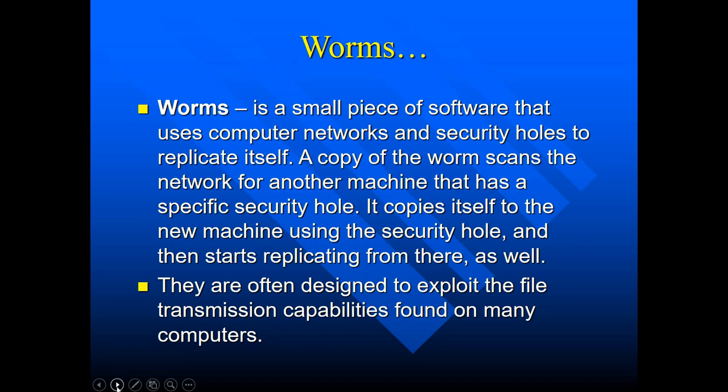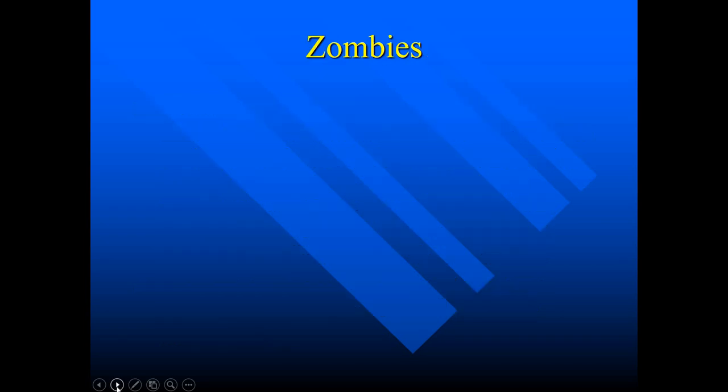A worm is a small piece of software that uses computer networks and security holes to replicate itself. A copy of the worm scans the network for another machine that has a specific security hole. It copies itself to the new machine using the security hole and then starts replicating from there as well. They are often designed to exploit the file transmission capabilities found on many computers.